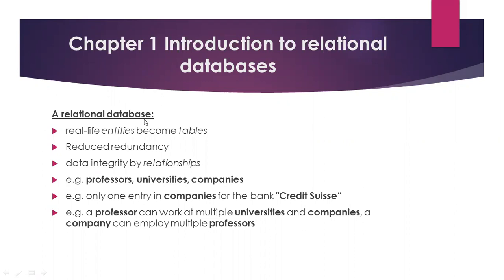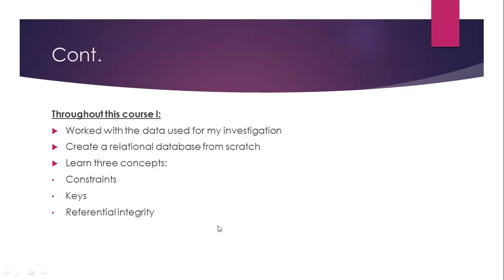A relational database turns real-life entities into tables, with reduced redundancy and data integrity through relationships. For example, professors, universities, companies. For example, there is only one entry in companies for the bank Credit Suisse. A professor table can work at multiple universities and companies. A company can employ multiple professors.